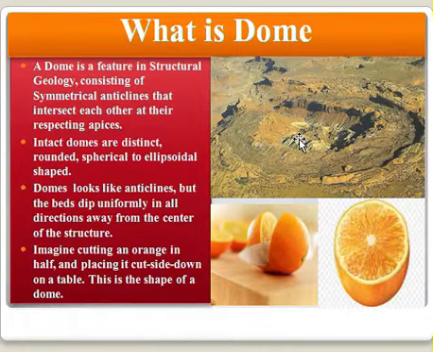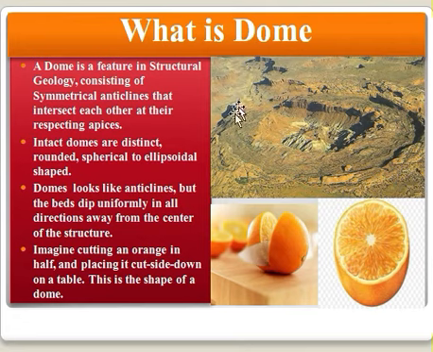So, what is a dome actually? A dome is a feature in structural geology consisting of symmetrical inclines that intersect each other at their respective apices. Intact domes are distinct, rounded, spherical to ellipsoidal in shape. Domes look like anticlines, but the beds dip uniformly in all directions away from the center of the structure. So this is the center part of a dome, and these are all the beds of this dome, which are disposed uniformly in all directions.